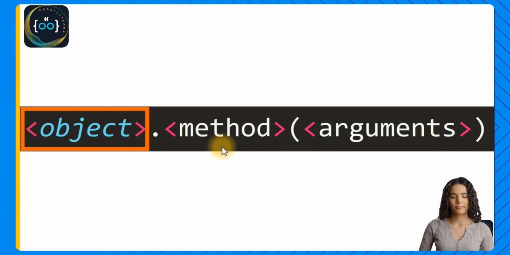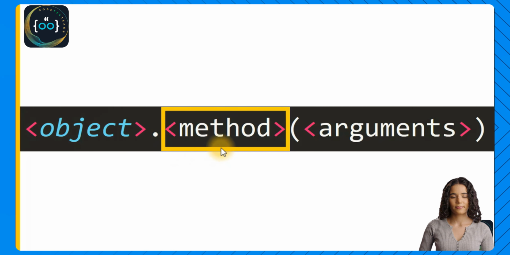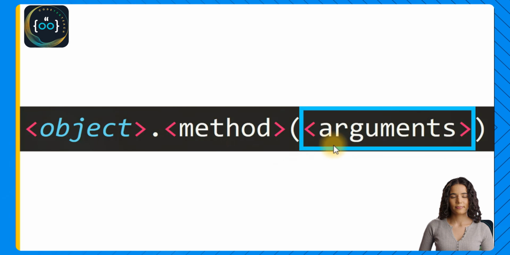Right here, we are using dot notation. As you can see right here, we have the dot. After the object, we write the dot and the name of the method. Then after the name of the method, we write within parentheses the list of arguments or values separated by a comma and by a space after the comma.